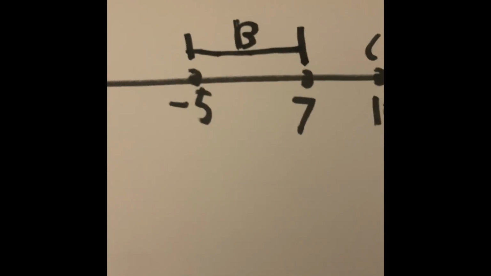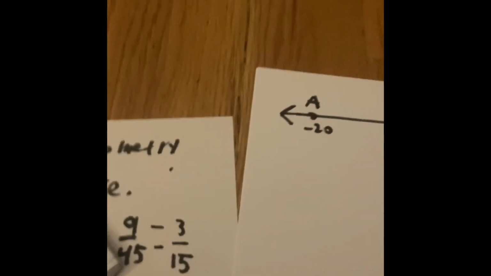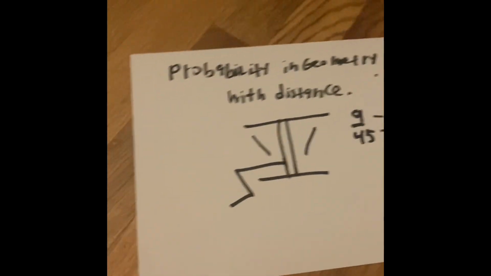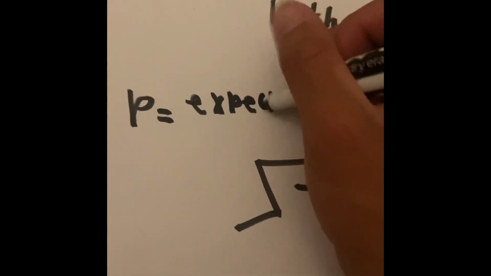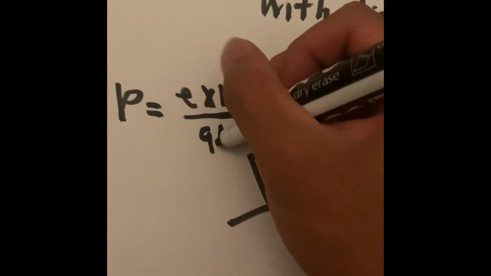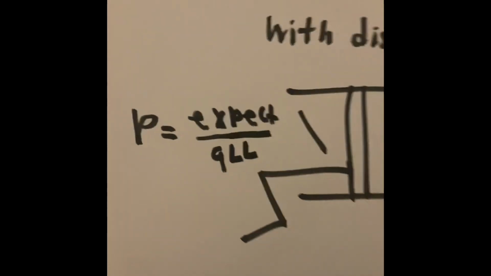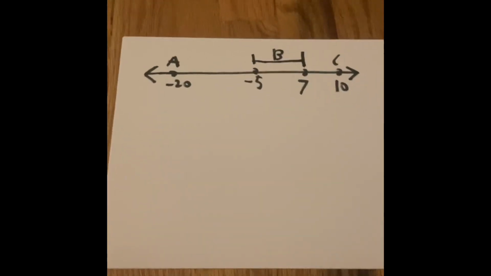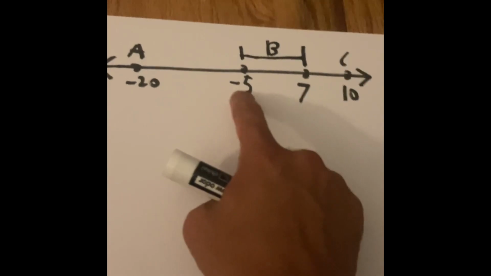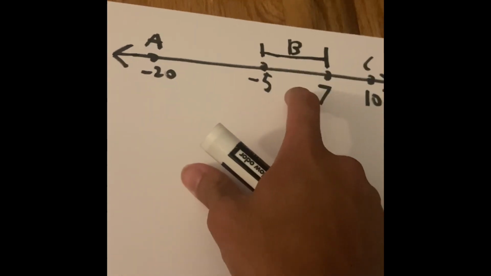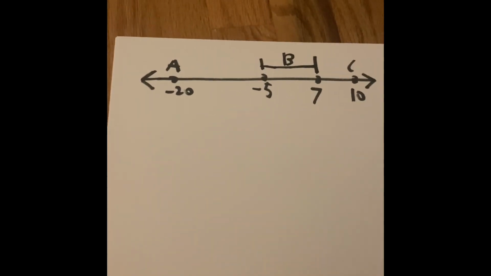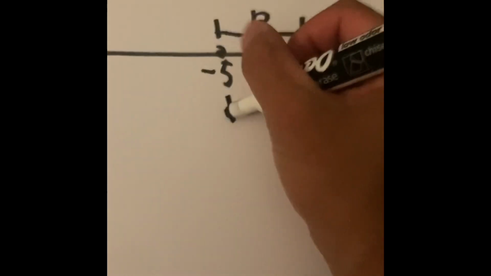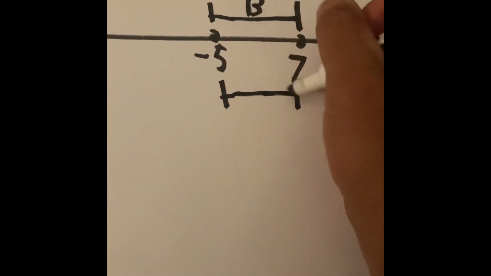Since this is about probability, we said from the last video that the formula is P equals the expected, or the number that you select, divided by all possible outcomes. If we randomly select B as -5, 7, or in between, what is the probability of B being selected on the entire line? The distance between -5 and 7 is 12.